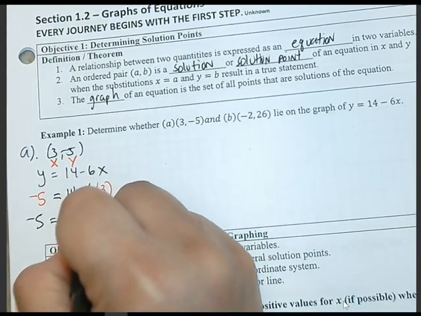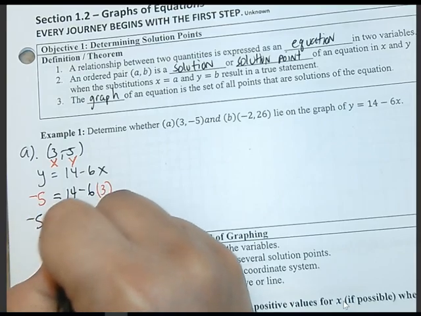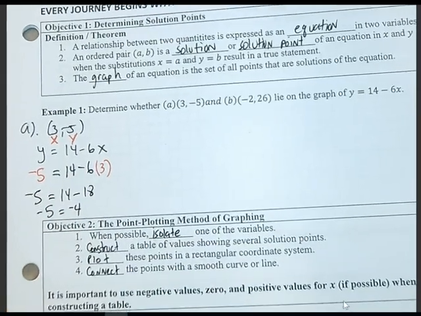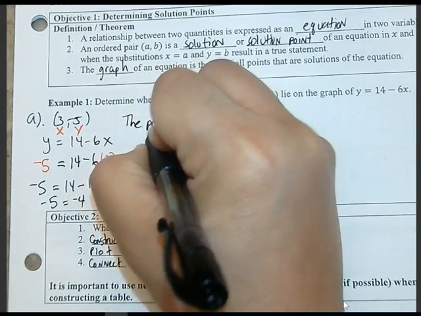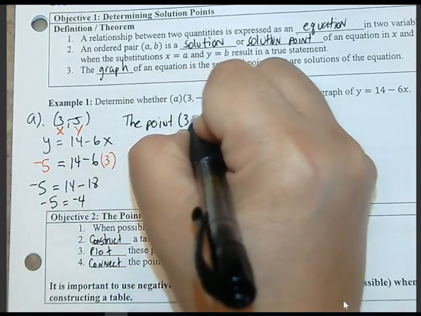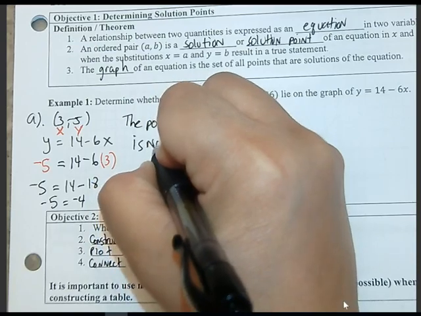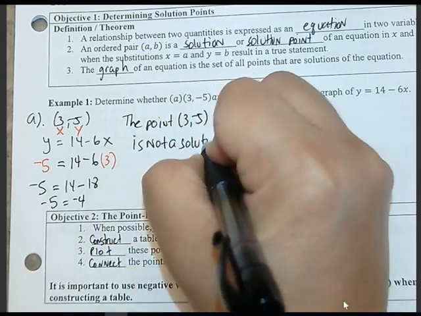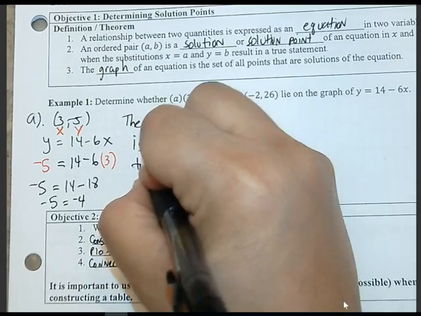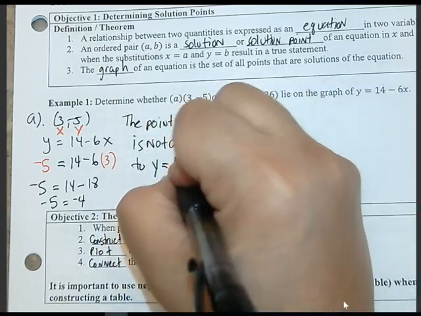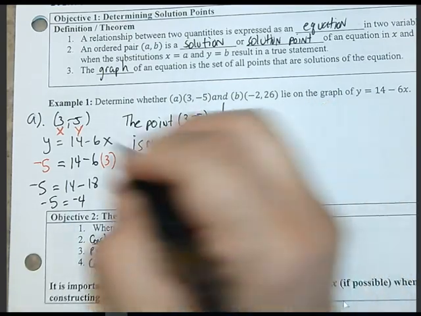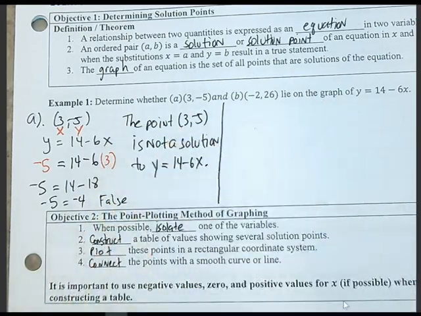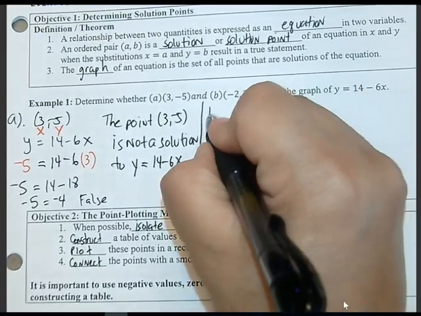-6 times 3 is -18. So we get -5 is equal to -4. Notice that that's not a true statement. So we say that the point (3, -5) is not a solution to the equation y equals 14 minus 6x because it gave us a false statement. This is false. So let's check letter B.